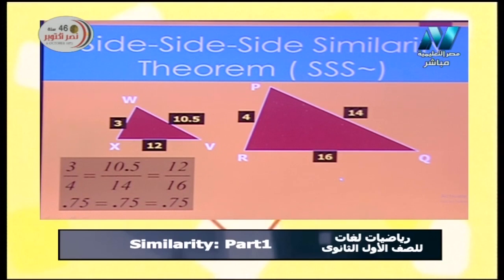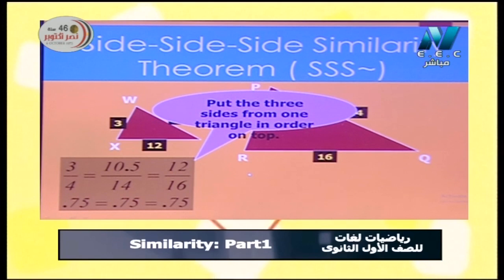Let's see, when we divide each side length by its corresponding side. We have here the smallest side 3, we put it here, and this one is 4, so 3 over 4. Is it equal to 10.5 over 14? Is it equal also to 12 over 16? We will find the answer will be 0.75. So 3 over 4 equals 10.5 over 14 equals 12 over 16 equals 0.75. So the two triangles here are similar.